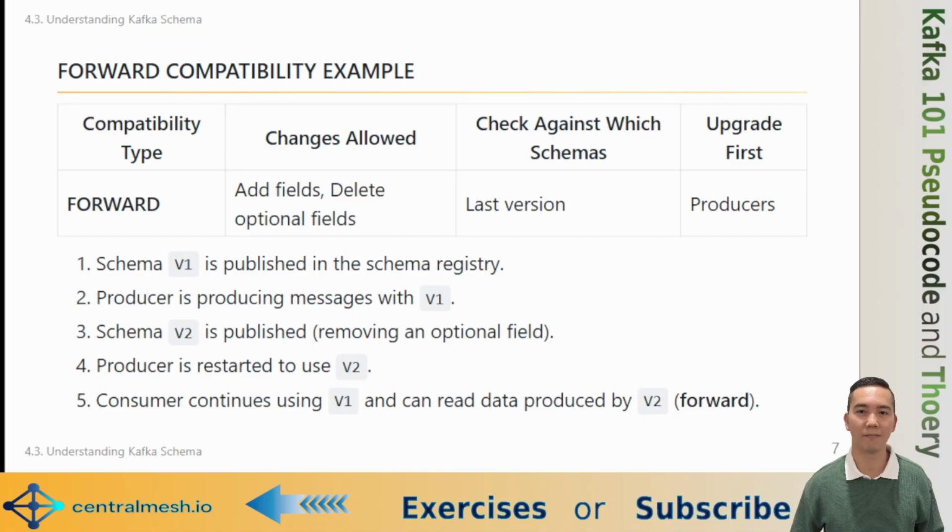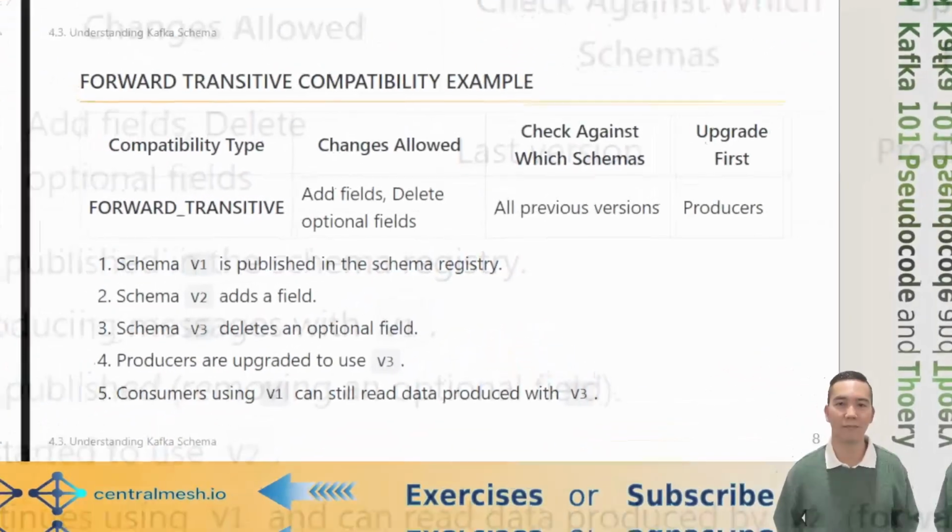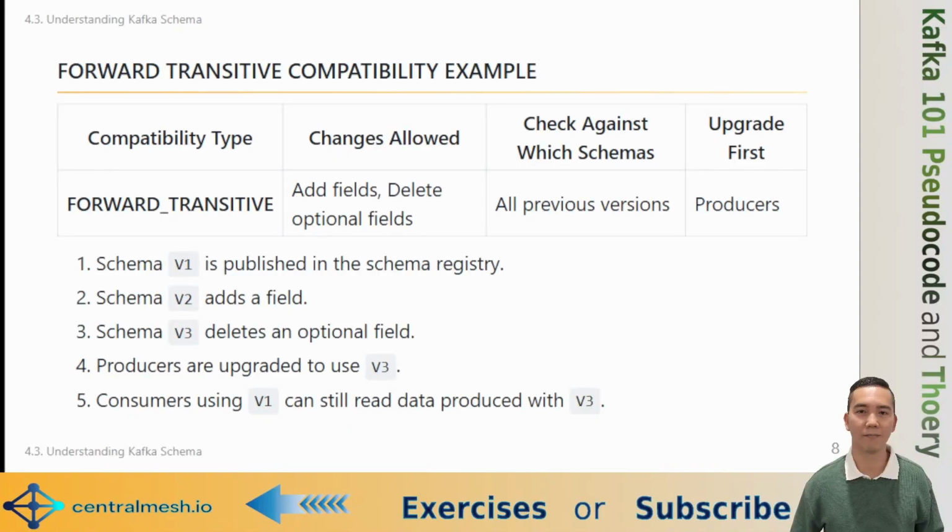Let's now look at forward compatibility in an example. If schema V1 is already in use by the producer and messages are being consumed with V1, we can publish schema V2. This time we remove an optional field, but the consumer still using V1 can still read the messages because of forward compatibility.